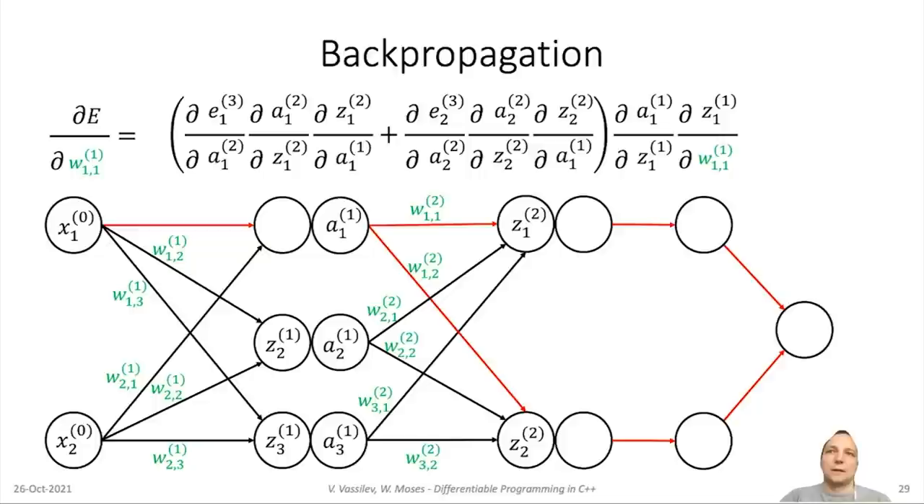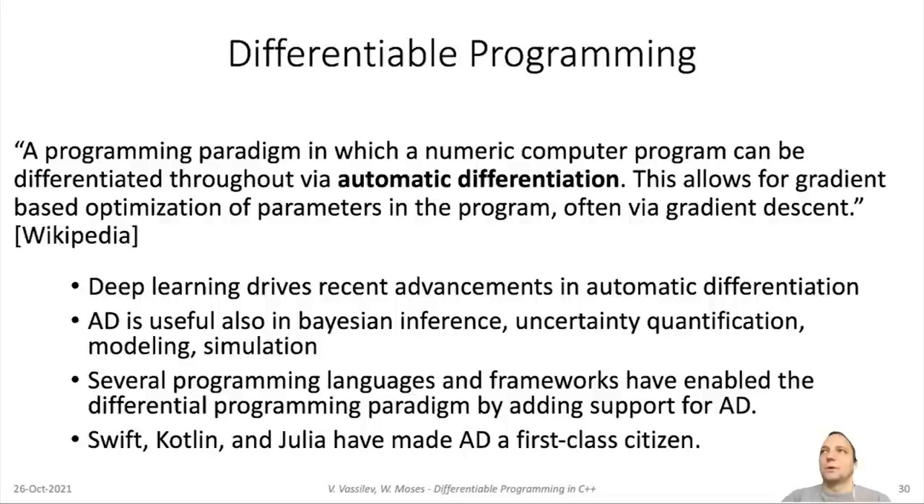Automatic differentiation is essential for deep learning and machine learning in general. Many of the recent advancements in automatic differentiation came from the machine learning community. Differentiable programming is a paradigm in which a computer program can be differentiated throughout via automatic differentiation. Deep learning drives the recent advancements in automatic differentiation. However, automatic differentiation is also used for Bayesian inference, uncertainty quantification, modeling and simulation, and in many other science and engineering domains.